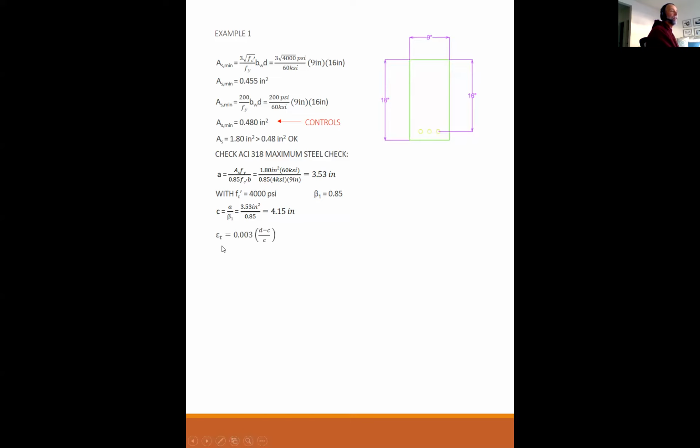Epsilon sub t is 0.003 times (d minus c) over c. Again, all of these were presented in the earlier lecture. I plug in 16 and 4.15, and I get 0.00857.